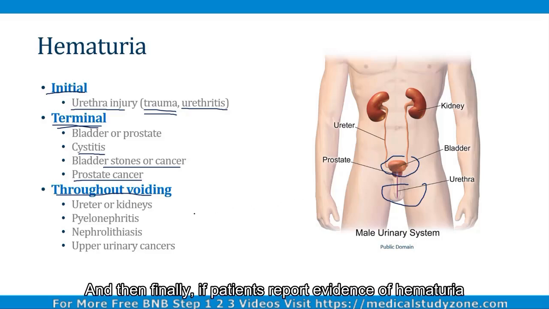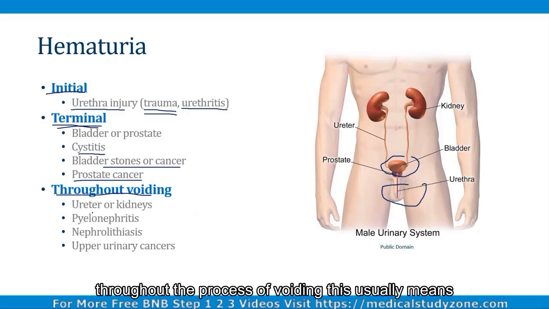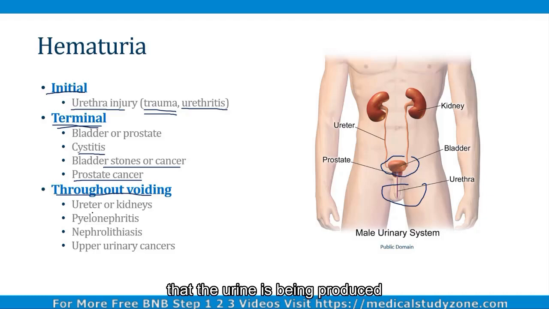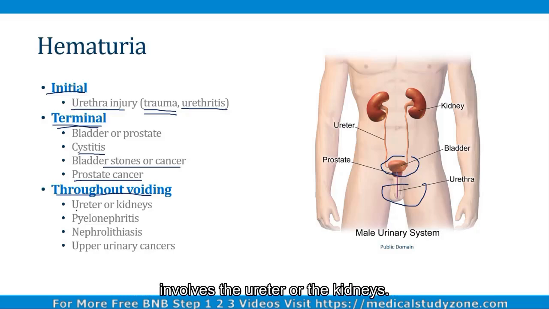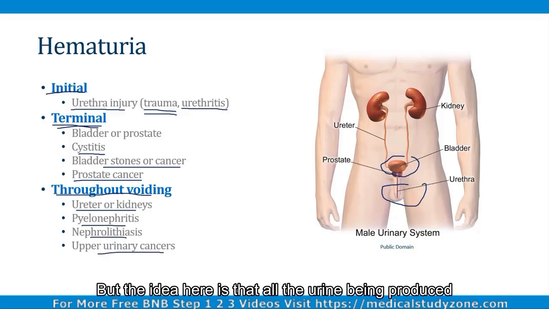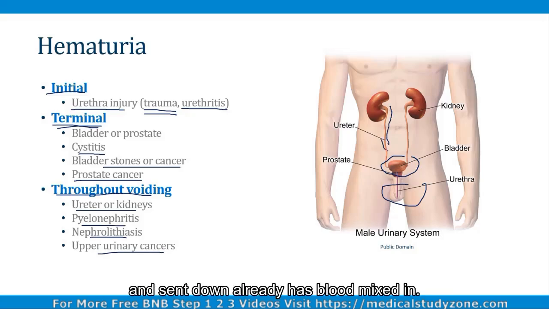And then finally, if patients report evidence of hematuria throughout the process of voiding, this usually means that the urine is being produced and sent to the bladder with blood already mixed in. So this usually indicates that the problem involves the ureter or the kidneys. This could be pyelonephritis, this could be renal stones, this could be upper urinary cancers. But the idea here is that all the urine being produced and sent down already has blood mixed in, and therefore there's going to be evidence of blood throughout the voiding process.